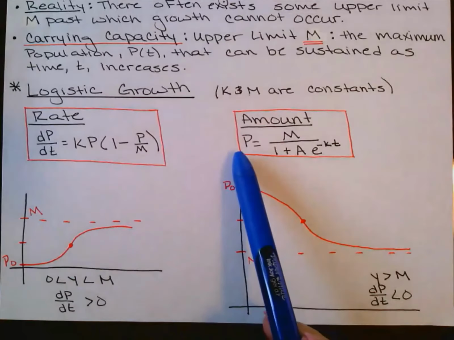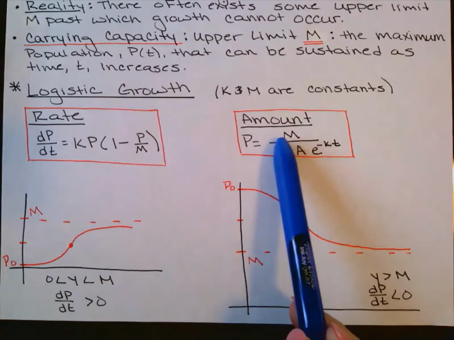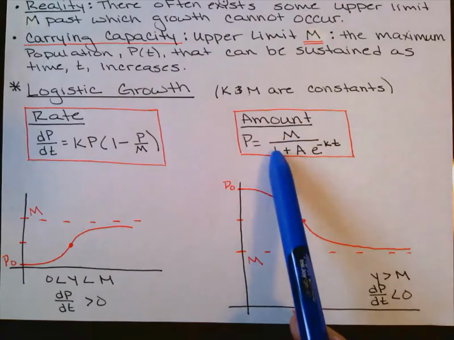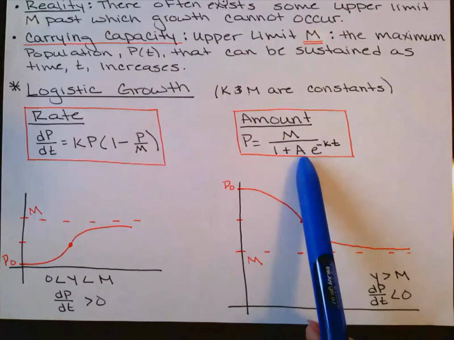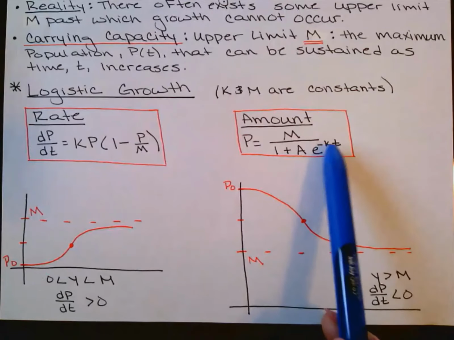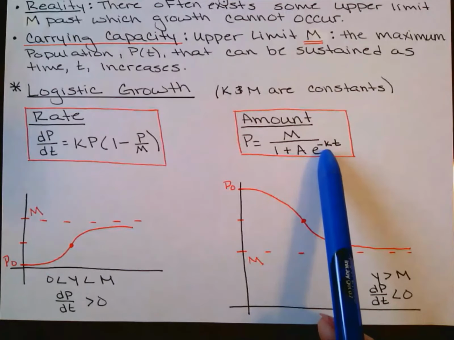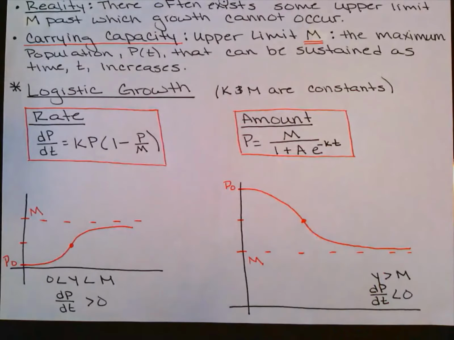If they give it to me set up as the amount, the carrying capacity M will be up here in the numerator. M divided by 1 plus A, the amount, times E raised to negative K times time, okay? So let me show you the difference between these two graphs.